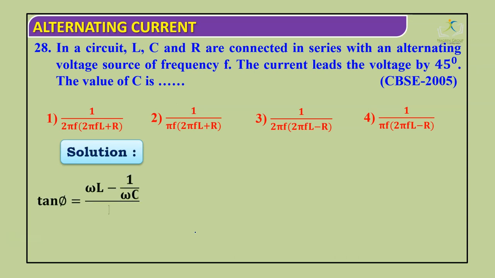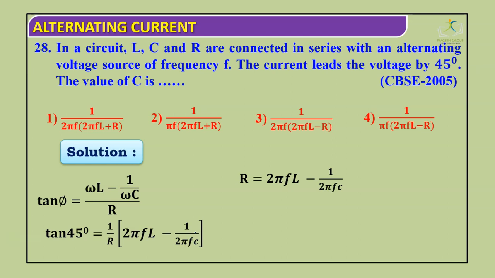Solution which we have: tan phi is equal to (omega L minus 1 by omega C) divided by R. So tan 45 is equal to 1, so R is equal to 2 pi f L minus 1 by 2 pi f C. So 1 by 2 pi f C is equal to 2 pi f L minus R. C is equal to 1 by 2 pi f (2 pi f L minus R). According to that, the correct option is 3.